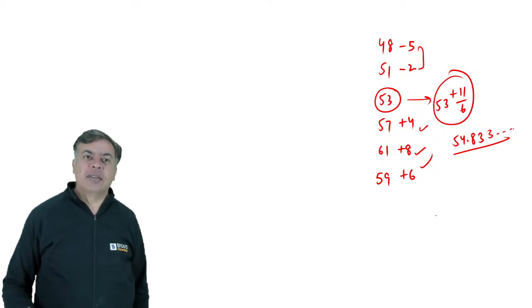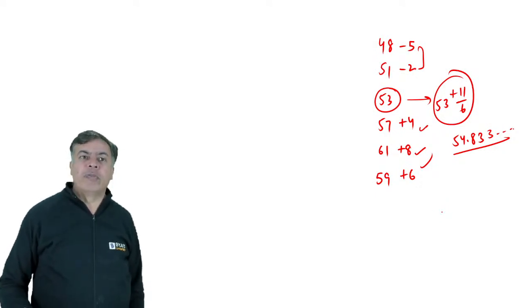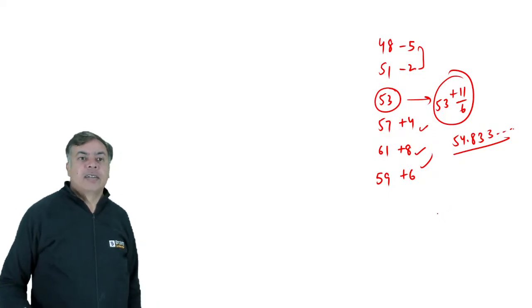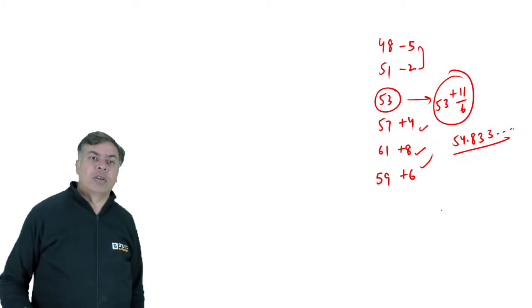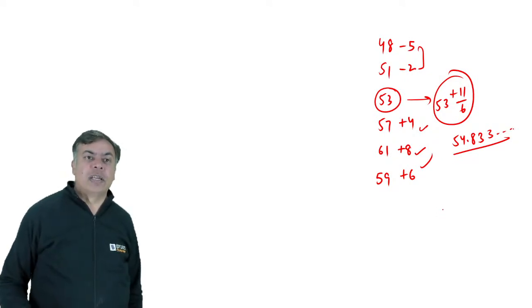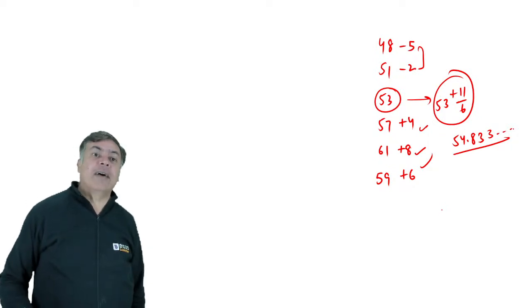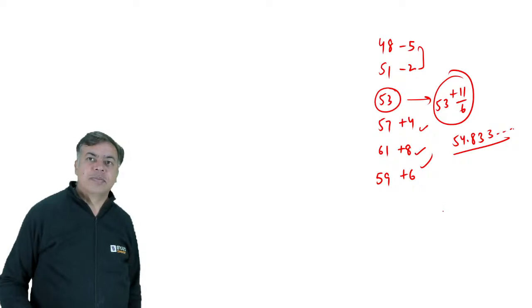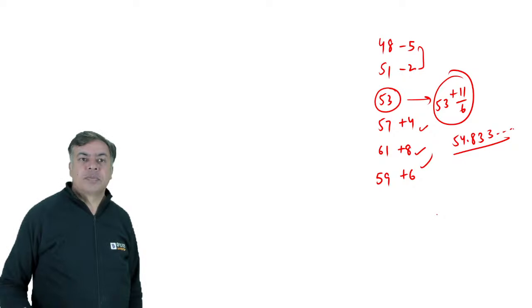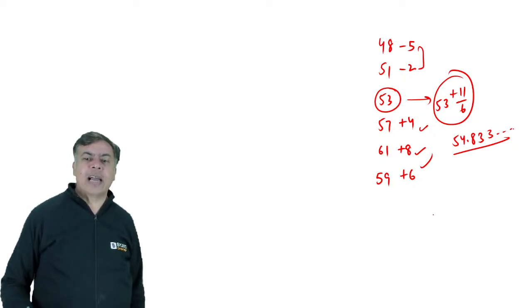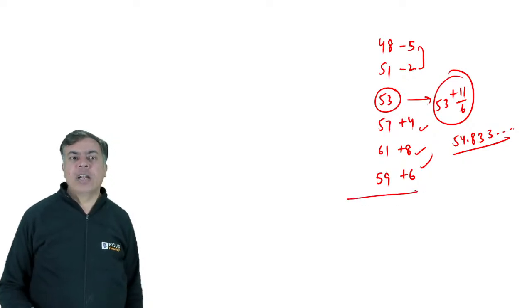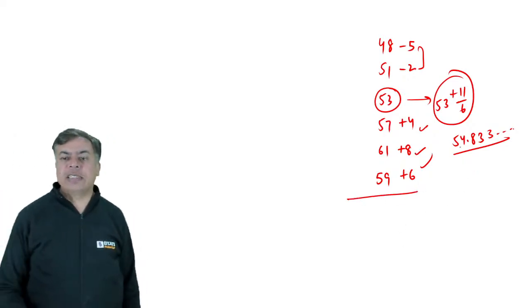Are you getting the point? No, it won't be 53.33. It will be 54.833. It cannot be more than 55 because it is not 2 plus; it is 53 plus less than 2. And what I have written is the exact value. You can calculate this with your calculator and you will get exactly the same value.